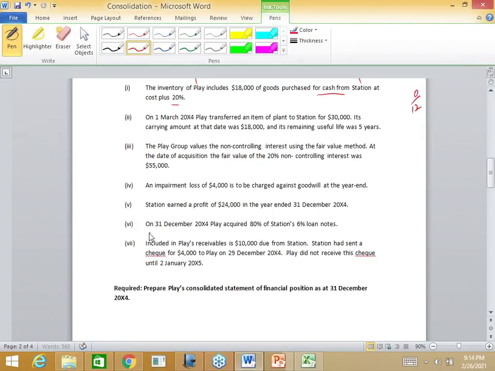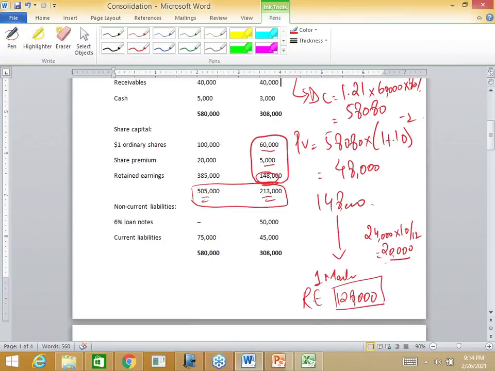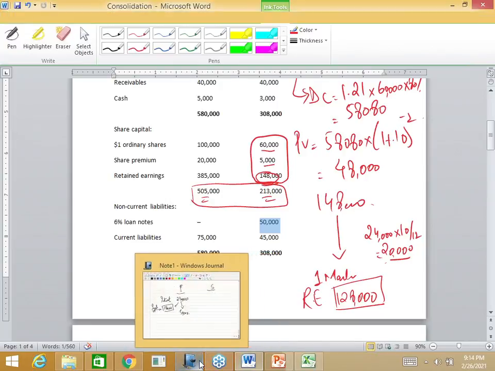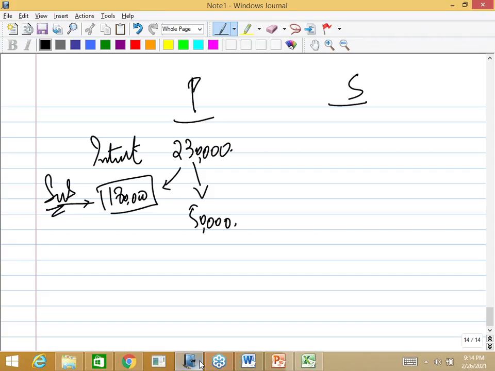Okay. When you see and read this part of the loan, it says that Play acquired 80% of the station's 6% loan notes. So parent company has also invested in subsidiary's loan notes, which is having a value of 50,000. So out of this 50,000, 80% of the loan has been provided by the parent company. So the loan of the subsidiary company is reported at 50,000, and 80% of the loan is provided by the parent company.